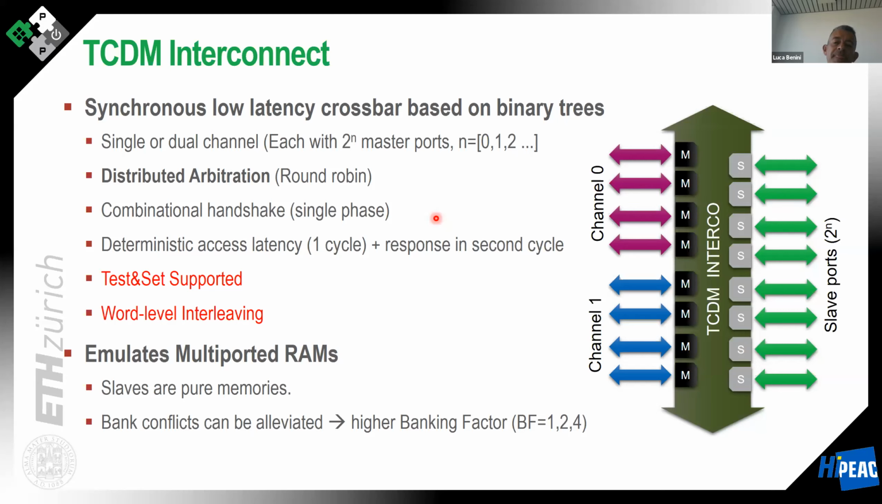And it has a deterministic access latency in absence of contention, in absence of banking conflict. It also supports atomic access, so test and set access in the memory, which is, as we will see, very important for parallel computing. And thanks to word level interleaving, it reduces the probability of access contention.